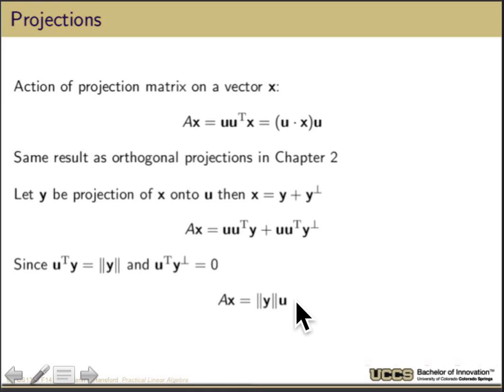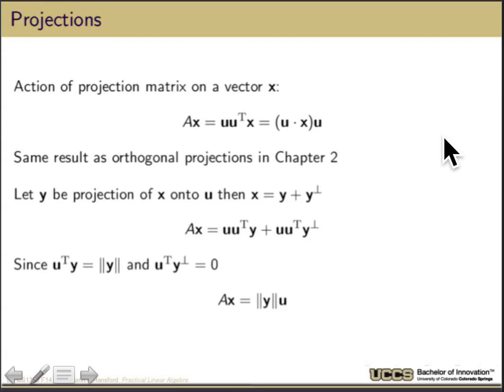So the action of the projection matrix on a vector: since I know that A is equal to U transpose X, I can also see that this is U times U dot X, and that's the way we saw orthogonal projections in Chapter 2. The nice thing about this formulation, as we'll see later, is that it actually generalizes into higher dimensions and other objects.